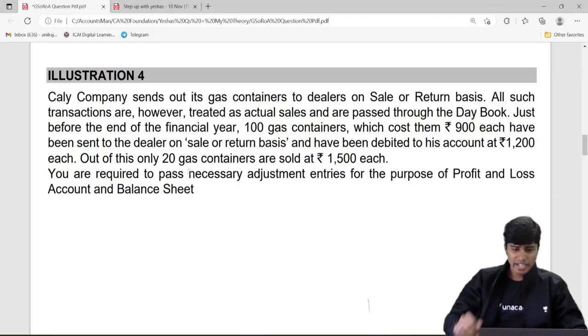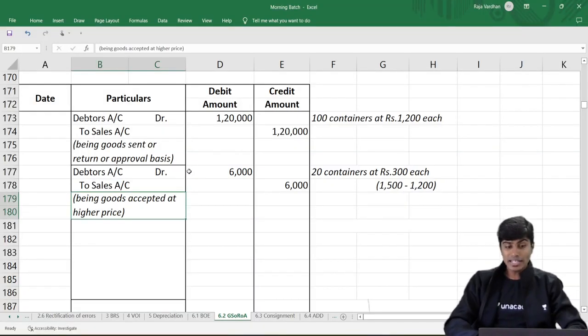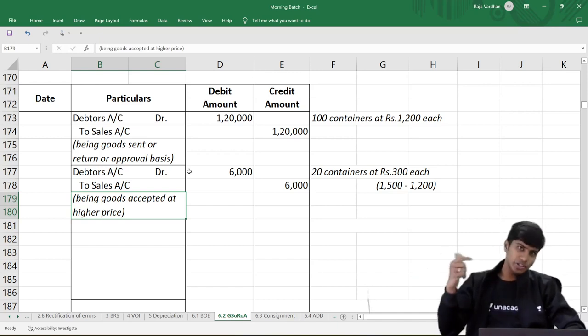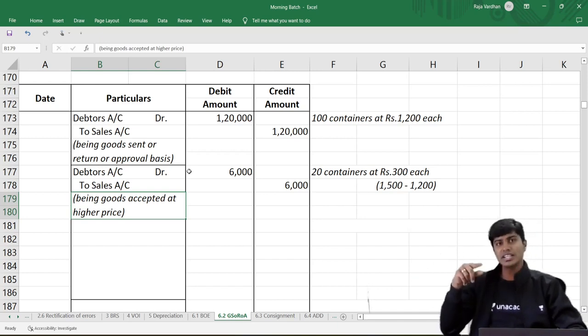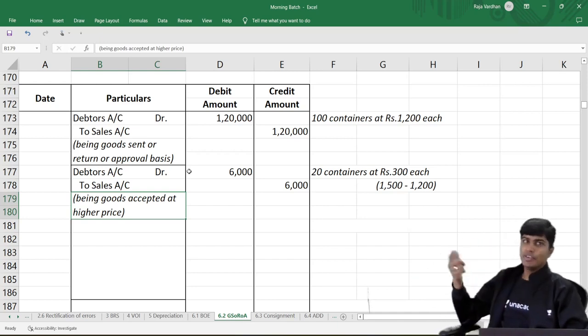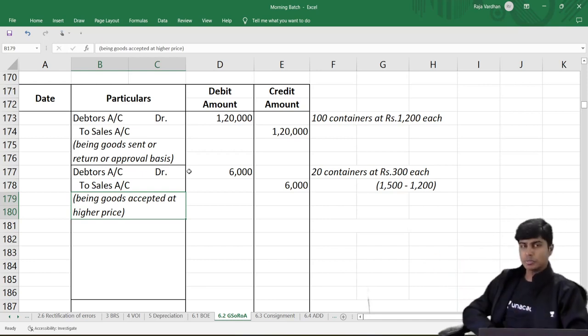So out of 100, 20 are accepted. What is after that? Just before the end of the financial year, we read till then, you are required to pass the necessary adjustment. Only 20 are accepted. What about the balance? Balance are not accepted. Balance 80 containers, we would have to reverse the sales entry and also include them in stock. When we reverse the sales entry, we should do it at the selling price. When we include it in the stock, we should do it at cost price.